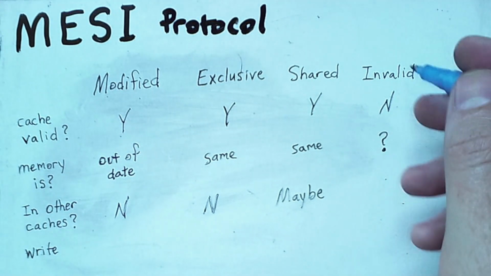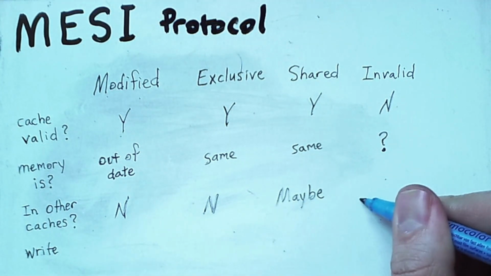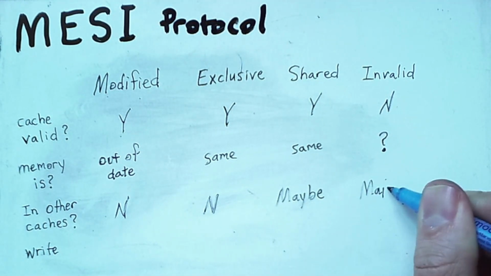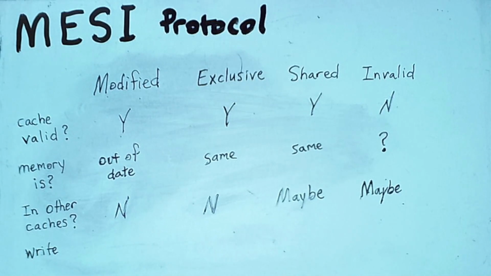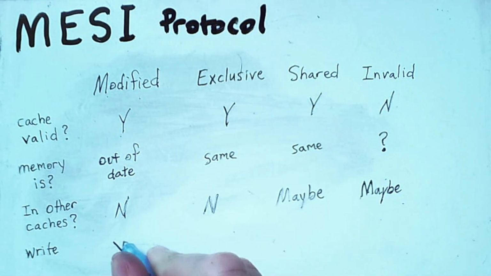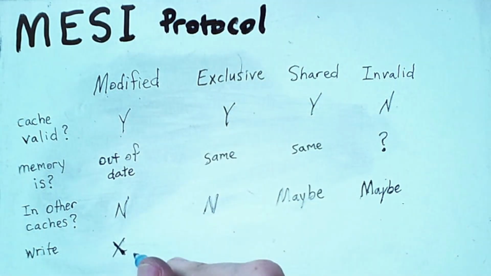And then when the data is invalid, it might be shared, but it's not really relevant in that case. Finally, there's the question of what happens when that particular cache line is written to by one core. So if a core writes to a certain cache line that has a modified state, nothing happens because the data gets modified, but this is already known to be a modified cache line, so no updates have to occur anywhere else.